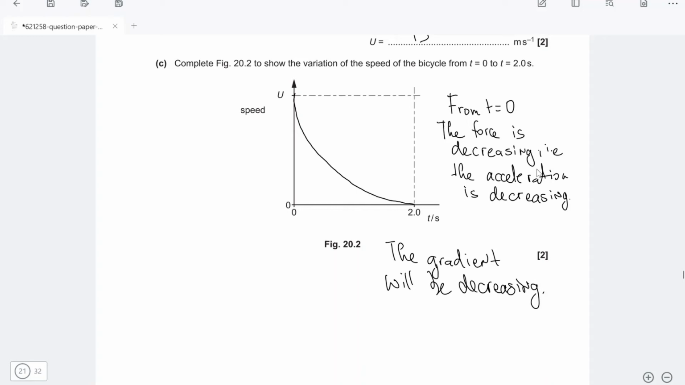Remember, that's the case because F is equal to ma, and if the acceleration is decreasing because the force is decreasing, well, the gradient of this line, the gradient of the tangent of this line, will also be decreasing. So the graph will be decreasing, but it will also be tending towards a flatter curve. The gradient of the tangent will be going down and down, so becoming more and more flat.